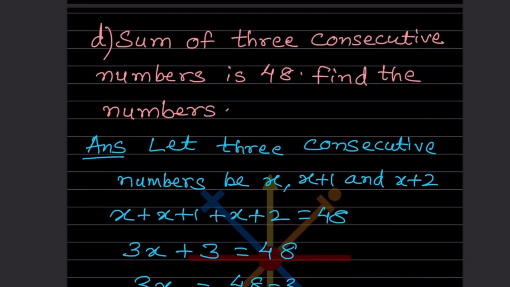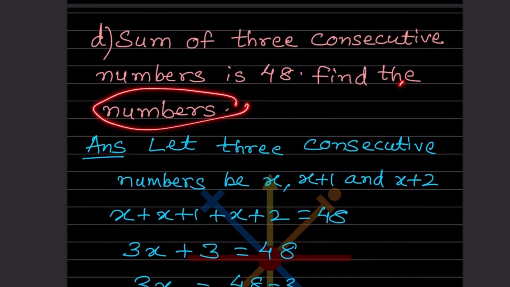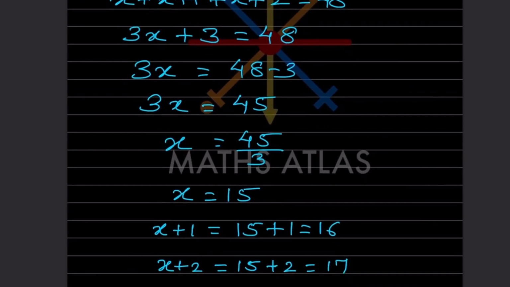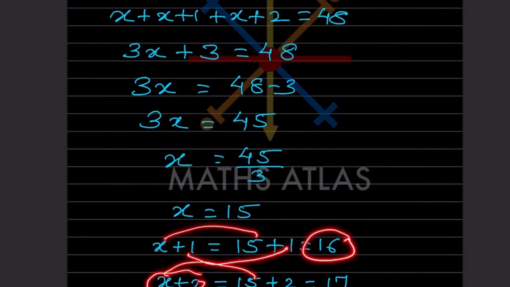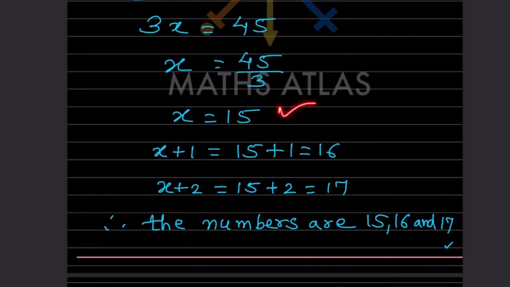But they have asked to find the numbers. Numbers means all these numbers. We got the value of x, so now we will find x plus 1 and x plus 2. Look here, x is 15. So x plus 1 means 15 plus 1, that is going to be 16. x plus 2 is 15 plus 2, that is going to be 17. So we got 15, 16, 17. So we have to write this. This is very important, that the numbers are 15.